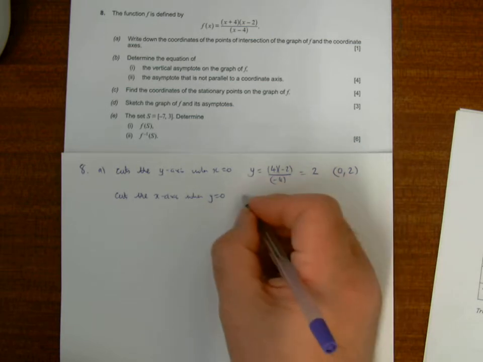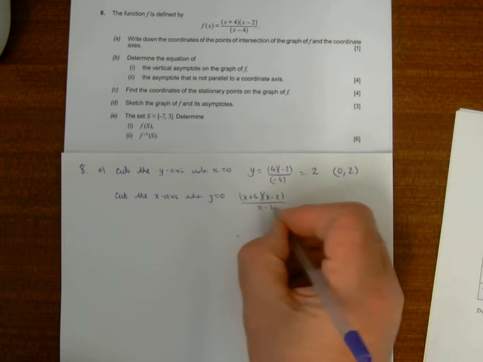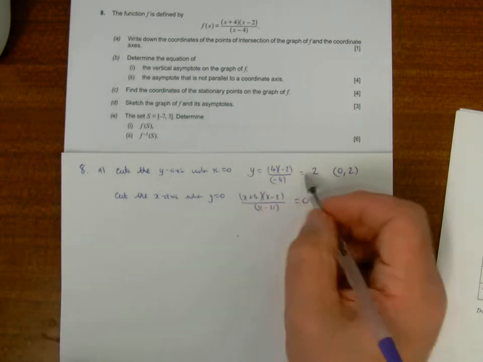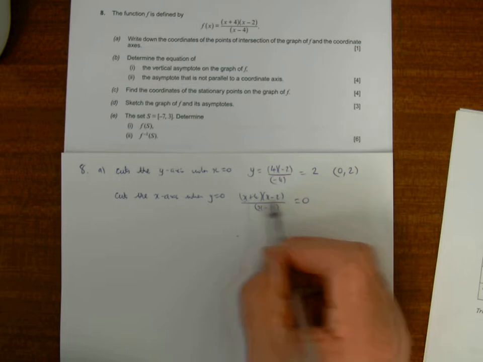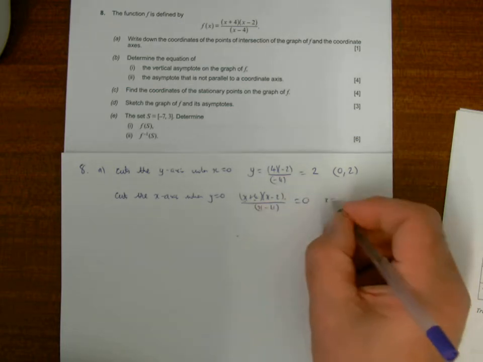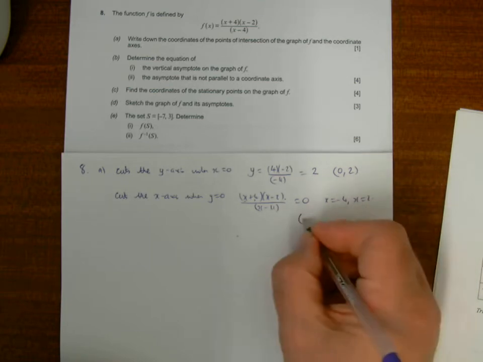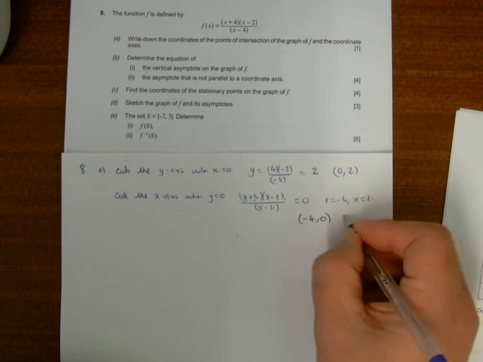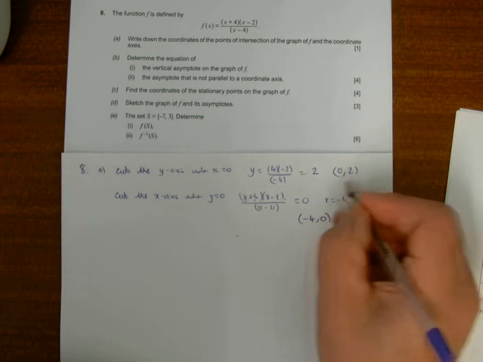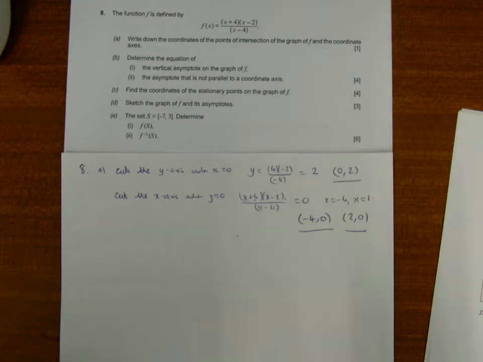So I'm solving (x + 4)(x - 2) over (x - 4) equals 0. When I solve a fraction for 0, I'm only interested in the top line being 0. That's what happens when x is minus 4 and when x is 2. So that's at (-4, 0) and at (2, 0). So there are the coordinates of where it crosses the coordinate axes.